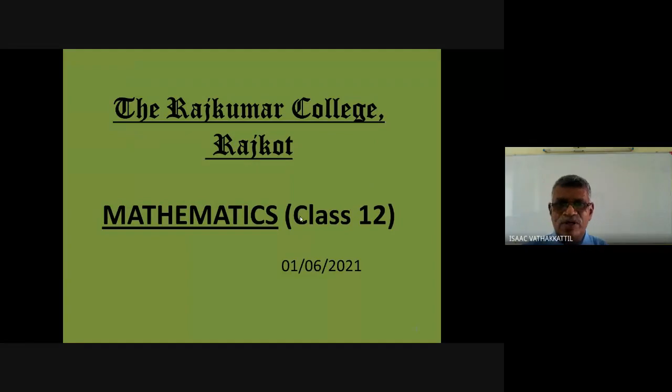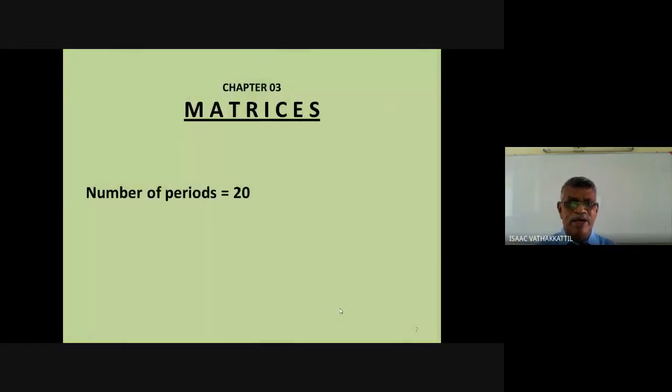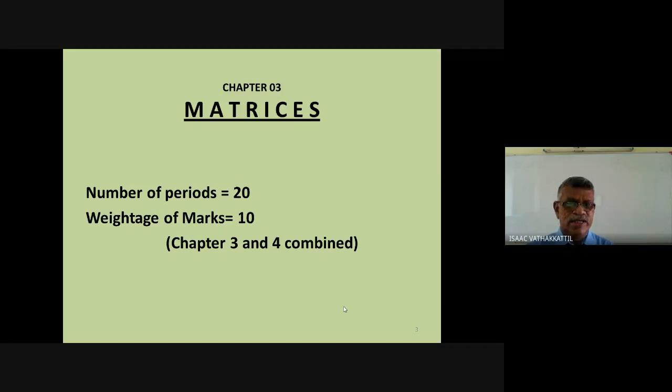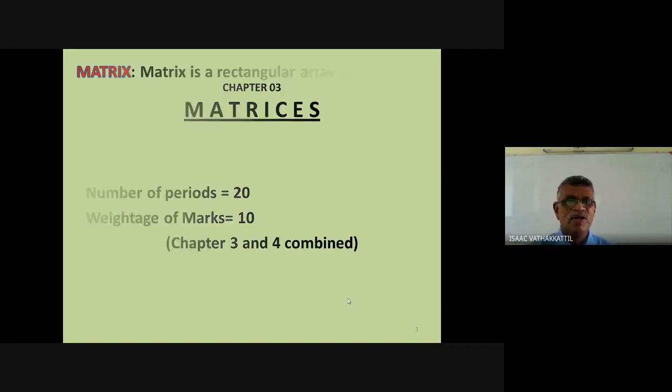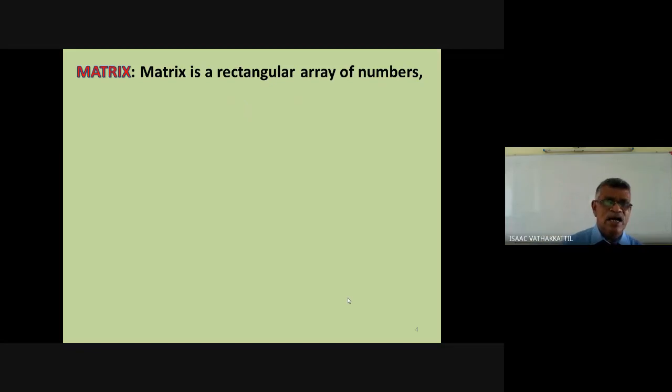So we are going for today's topic, that is matrices, matrix singular, matrices plural. We have 20 periods allotted and 10 marks combinedly for chapter 3 and 4. Well, matrix, M-A-T-R-I-X, matrix. Matrix is a rectangular array. Array means actually arrangement.